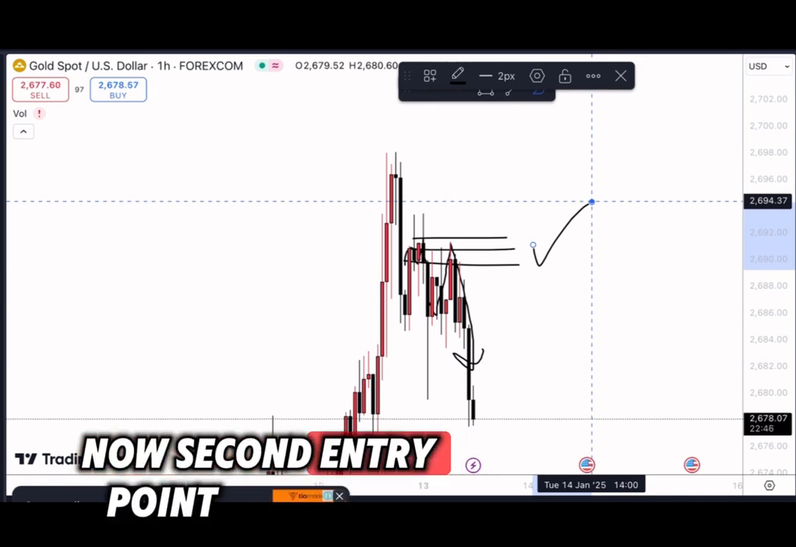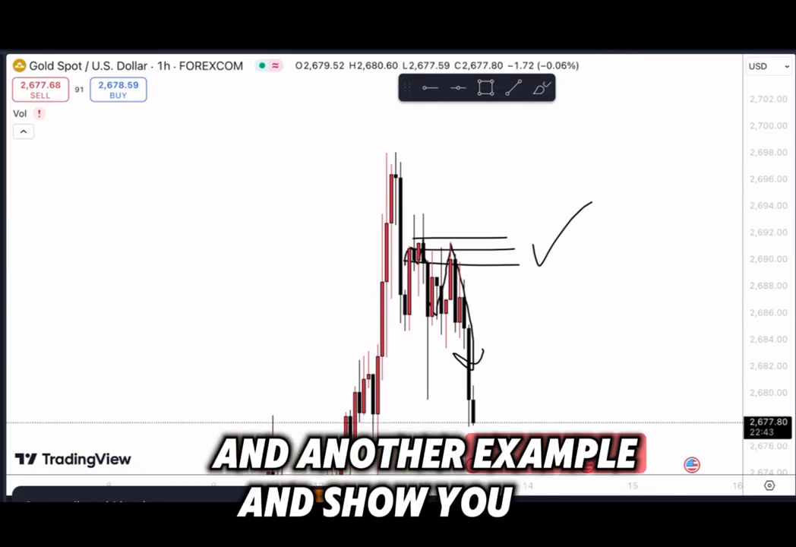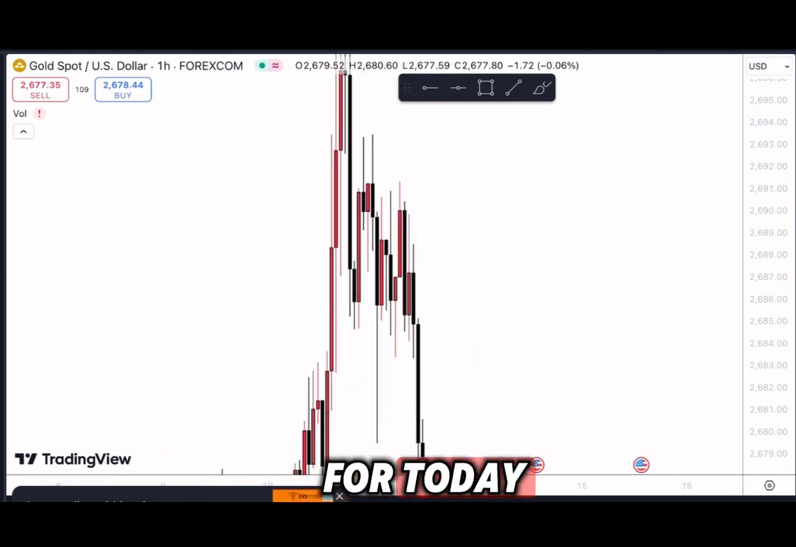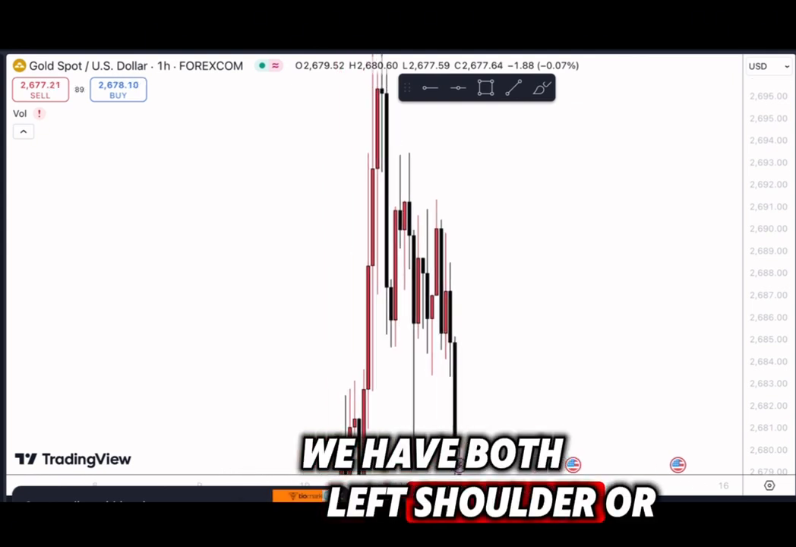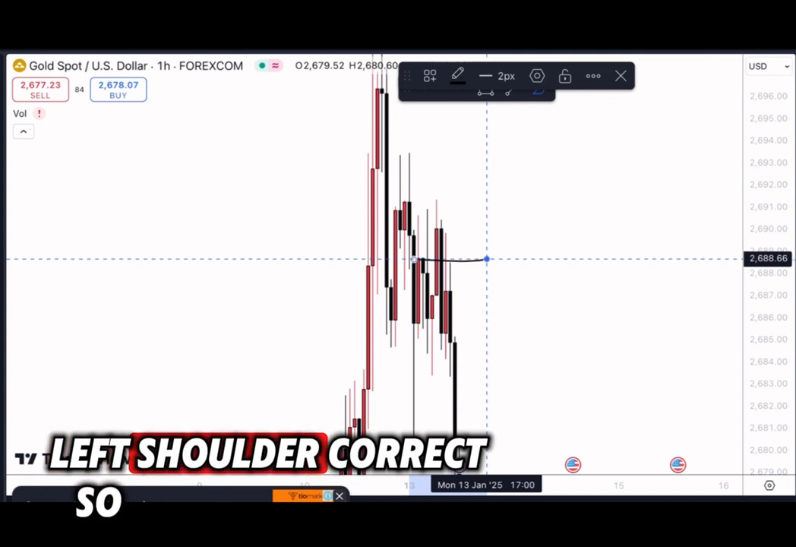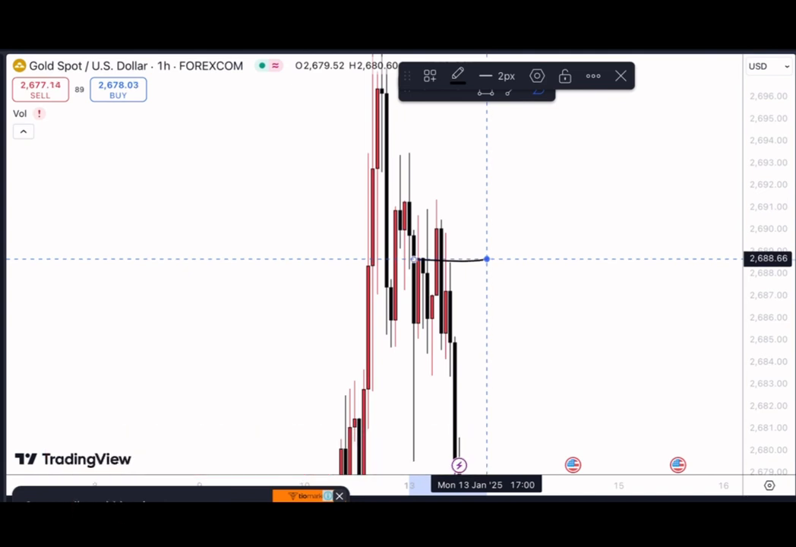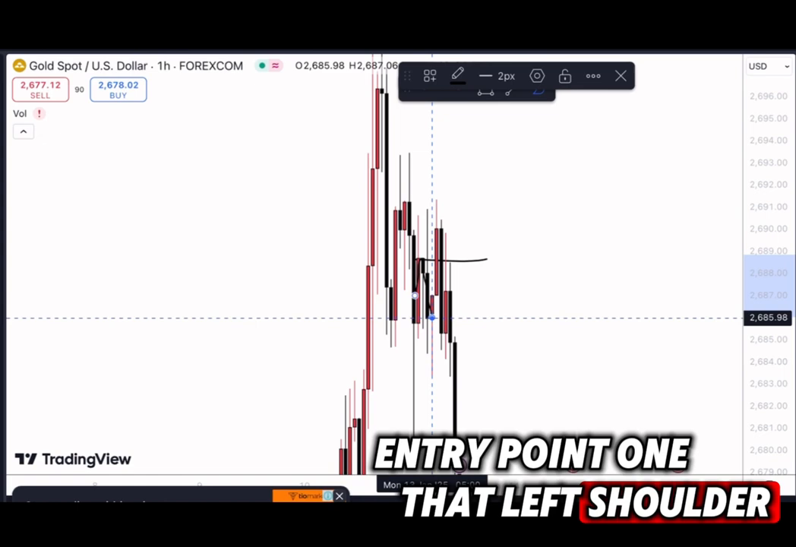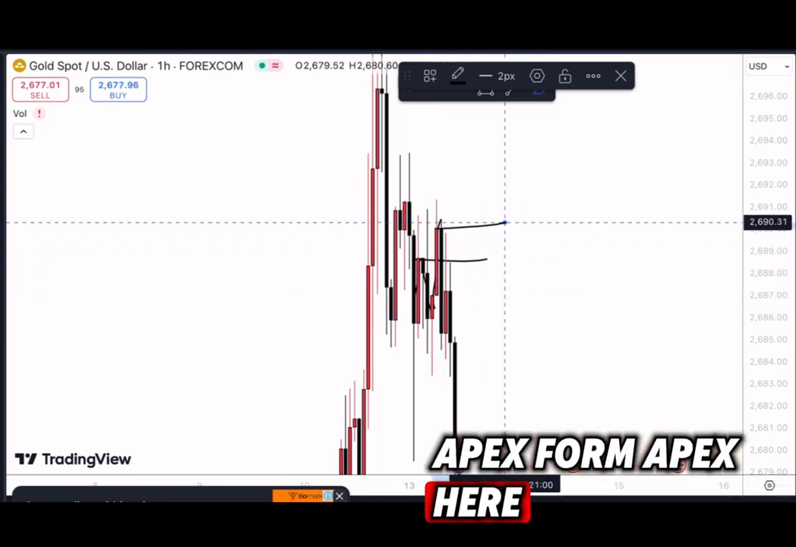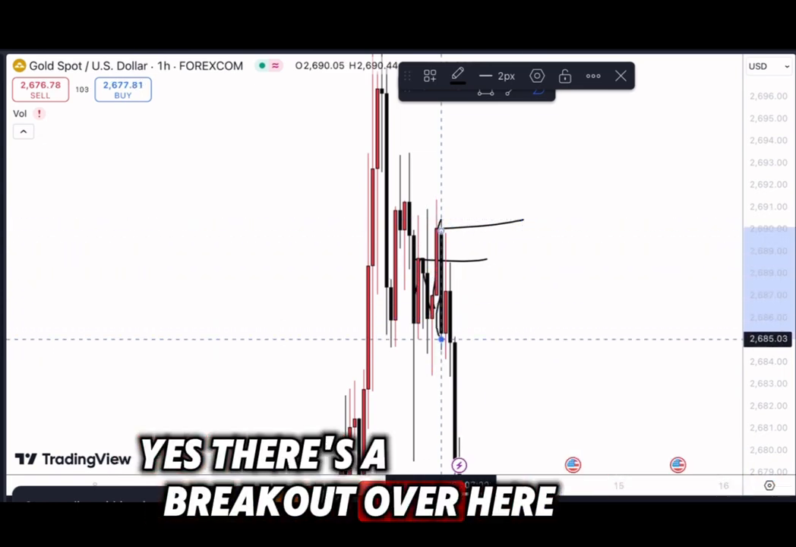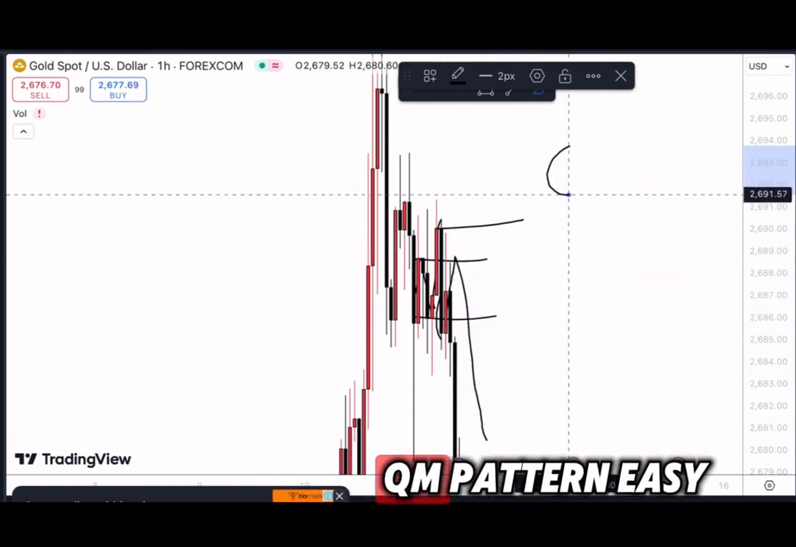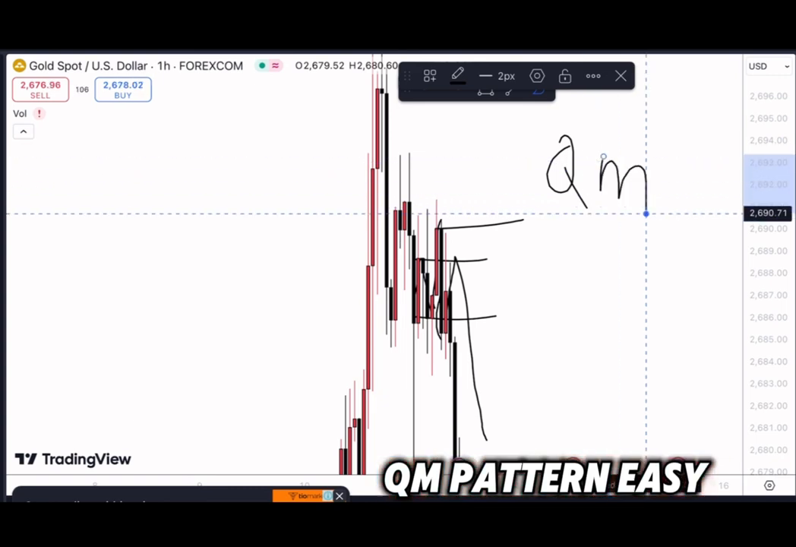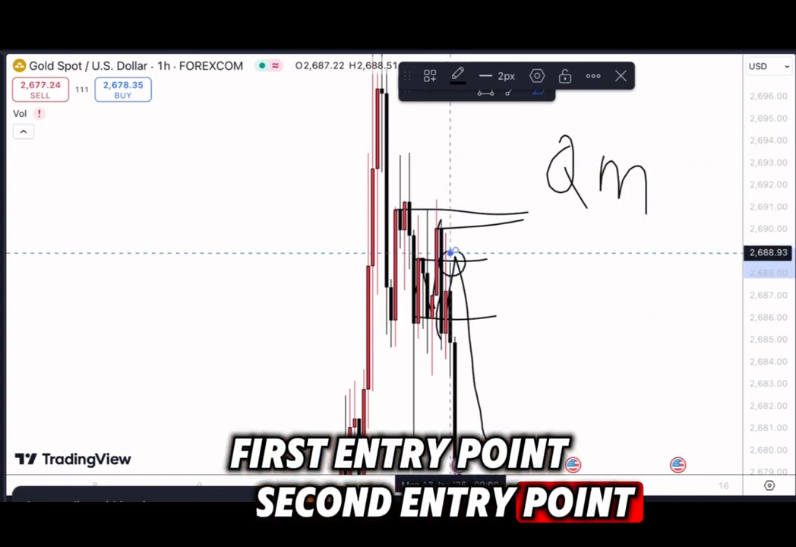Okay, now another example I can show you guys. This is my second entry point for today. Here, you can see on the H1 time frame, we have a left shoulder, right over here, correct? So entry point 1 done, left shoulder, apex formed, apex here, and then is there a breakout? Yes, there's a breakout over here. Breakout of this support, touch back, boom, all the way down. QM pattern, easy.